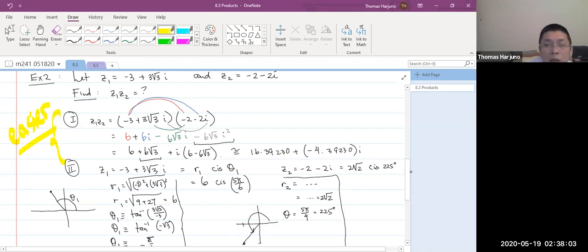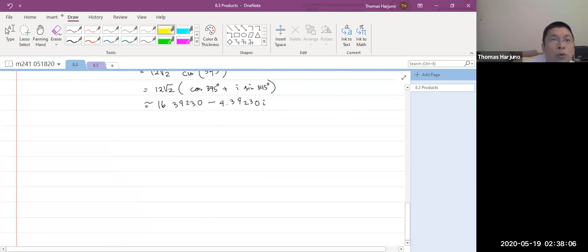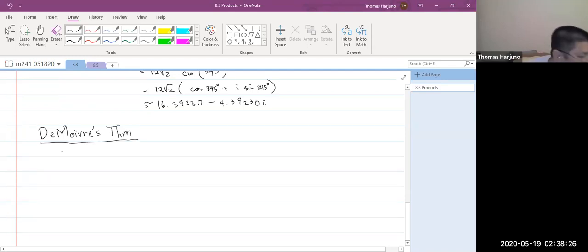But one of the big purposes of us converting them to trig form is because of De Moivre's theorem. It says the following. If z equals r cis theta, then z to the n equals r to the n cis n theta.